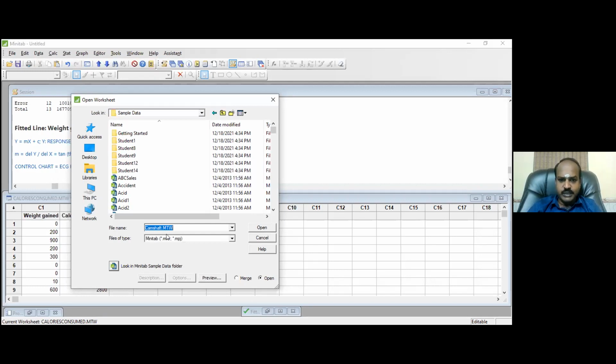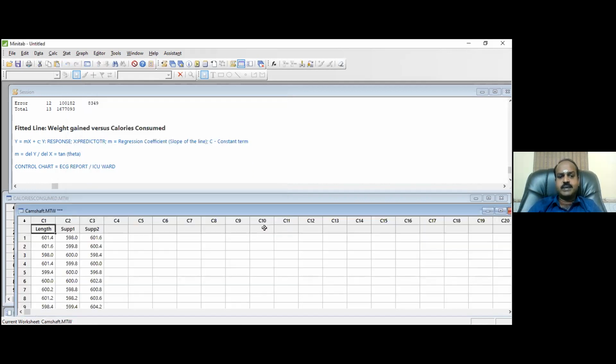Right now, I'm going to pull one example, one project example, from Minitab. The file name is camshaft. All that you need to do is click this button once and then type camshaft. Now I give open. Now Minitab is helping me with the data. Do you understand?